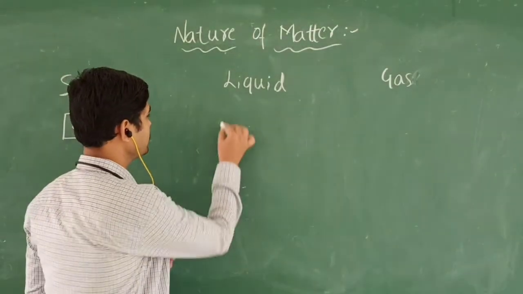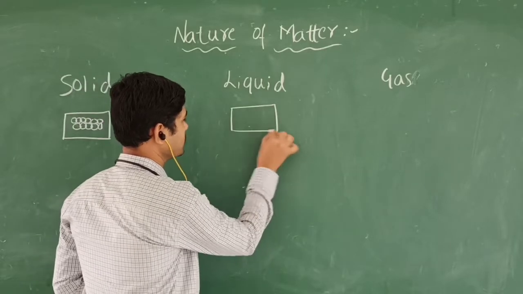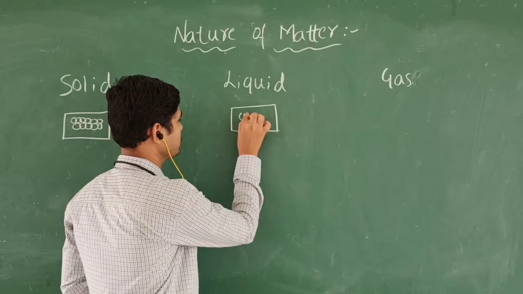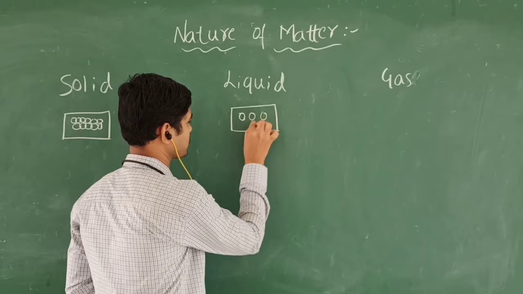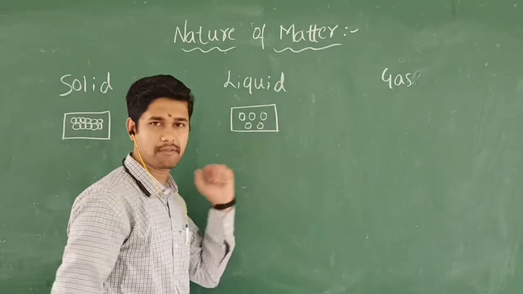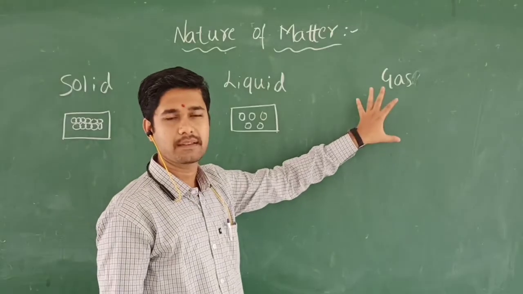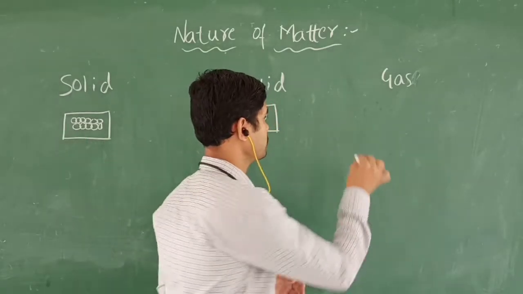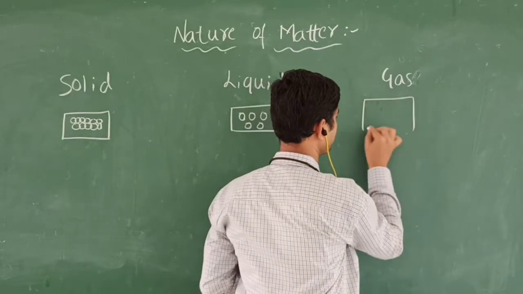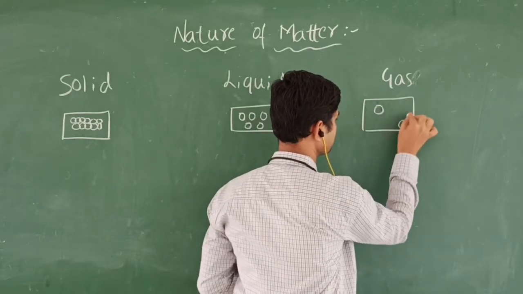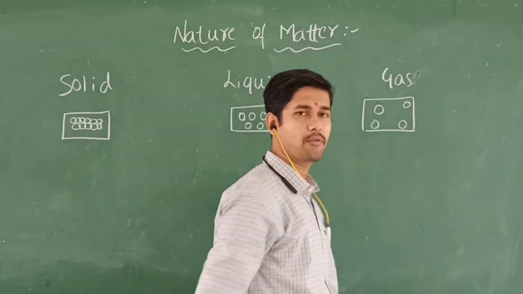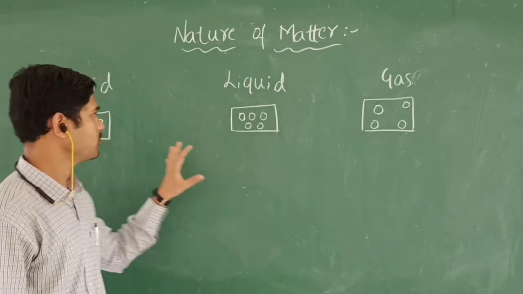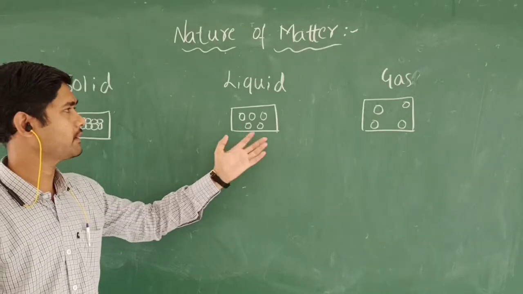If you take the liquid, here what happens? Some atoms will be a little bit free. Whereas in the liquid, what about the gas? In the gas, the atoms move randomly. They will move randomly. This is one property, the difference between solid, liquid and gases.